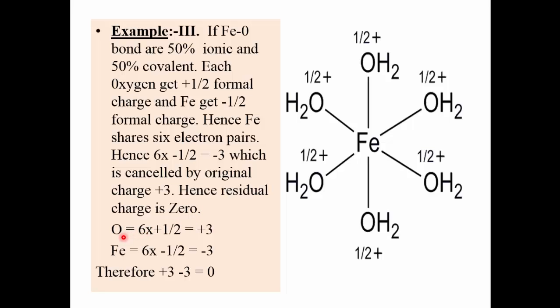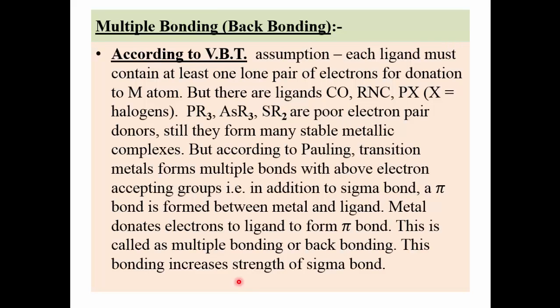Similarly, see this calculation. Oxygen 6 into +½. There are 6 oxygen atoms. Now they get +½ charge. Therefore +3 is the charge on these oxygen atoms. This we have calculated. 6 into -½, there is -3 charge on iron. Therefore +3 -3 becomes 0. So in this way iron gets a neutral condition and the complex becomes stable.